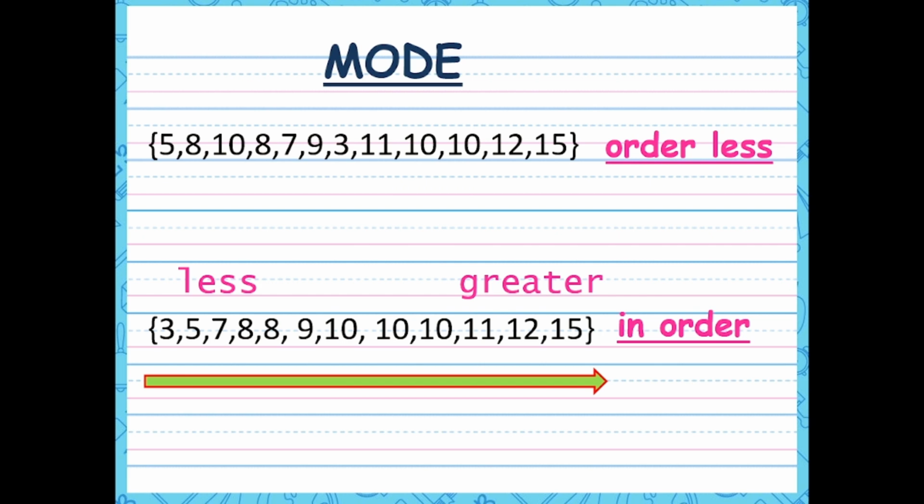Last of all, let's identify the mode of this data set. There are three 10s in the data set. That looks like the most frequent number. So 10 is the mode of the data set.